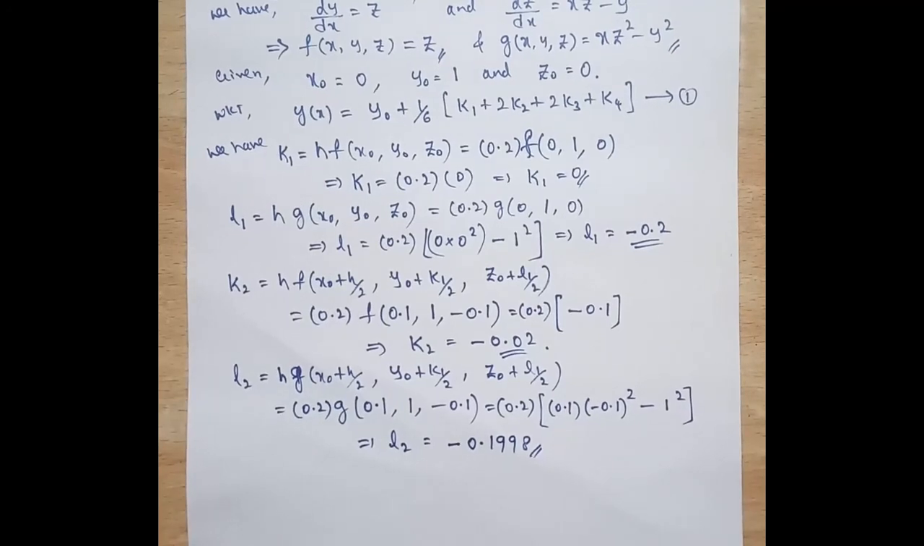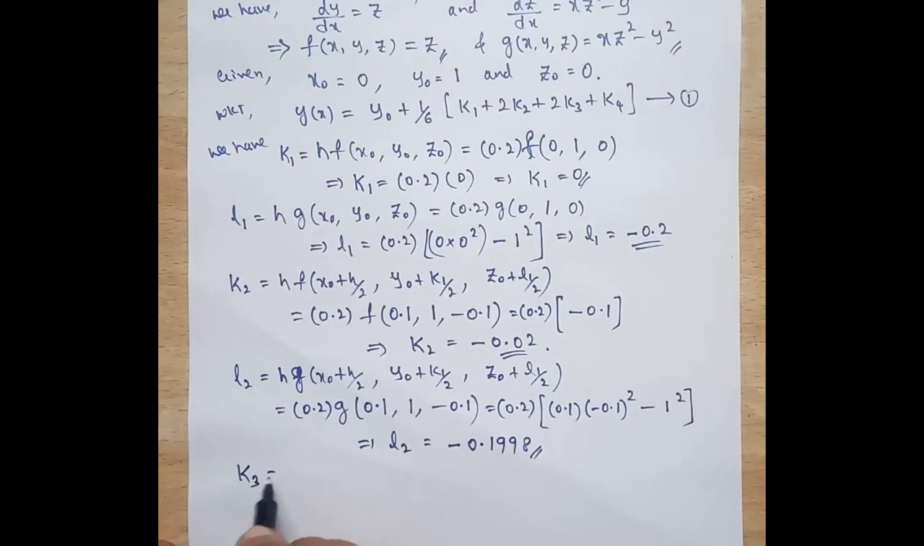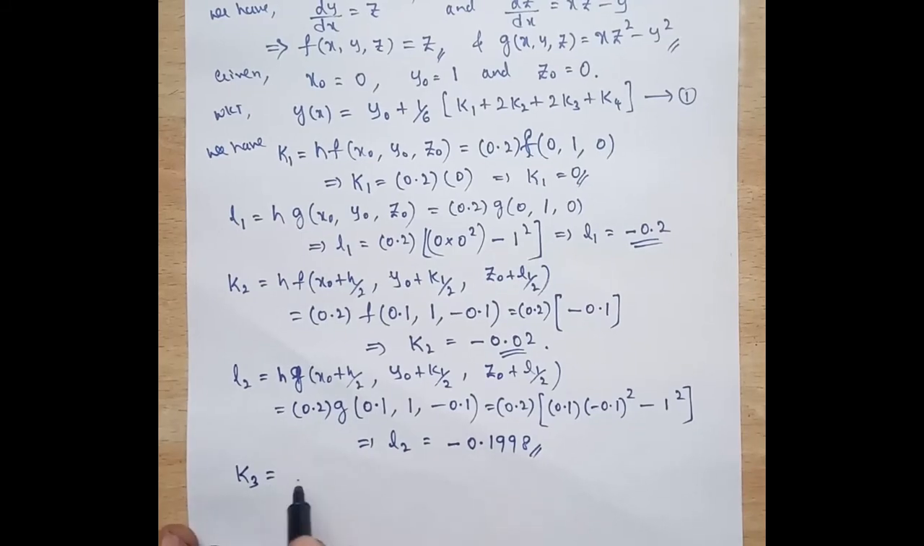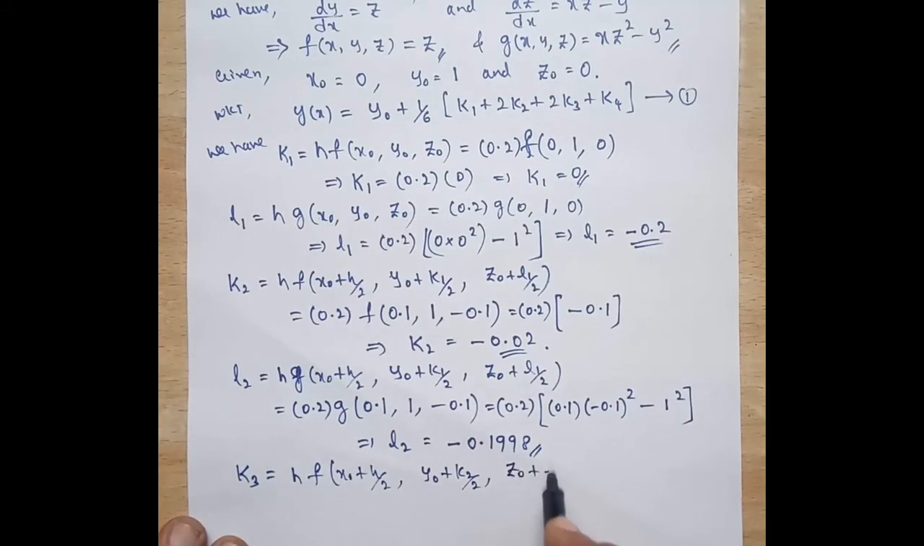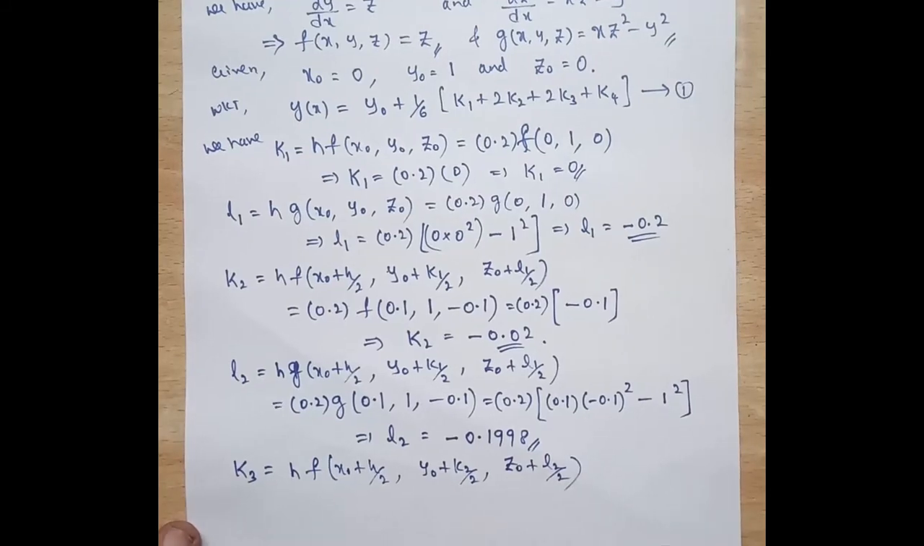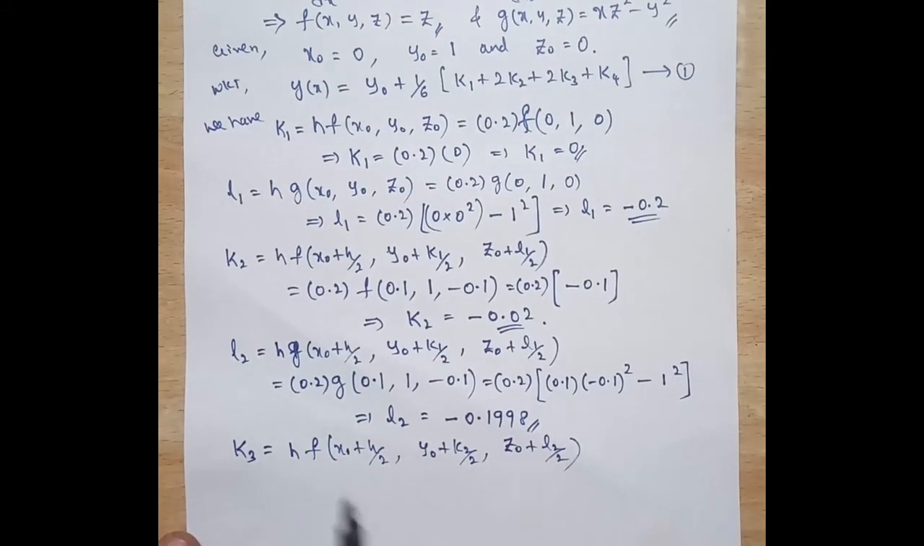Right? So once you find L2, you can go to calculation of K3. And you know the K3 formula is h into f of x naught plus h by 2, comma y naught plus k2 by 2, comma z naught plus L2 by 2. So this is the formula for K3. Now further, this is equal to h. What is h?